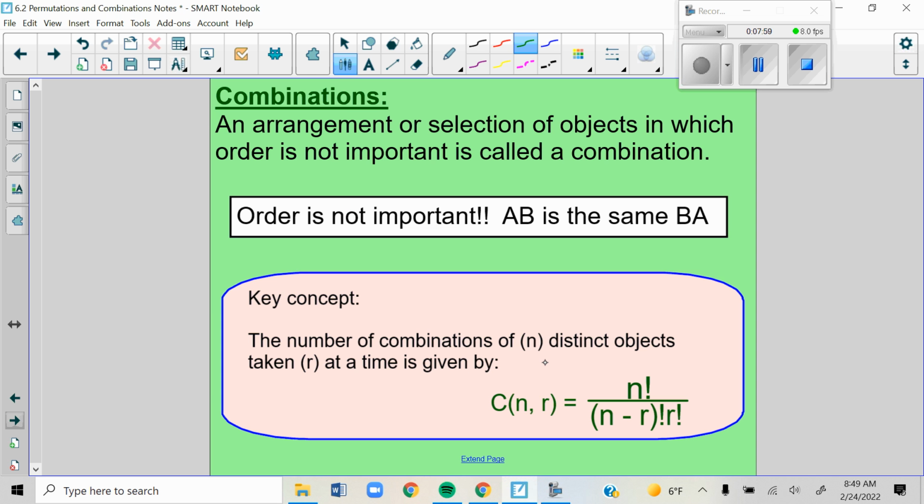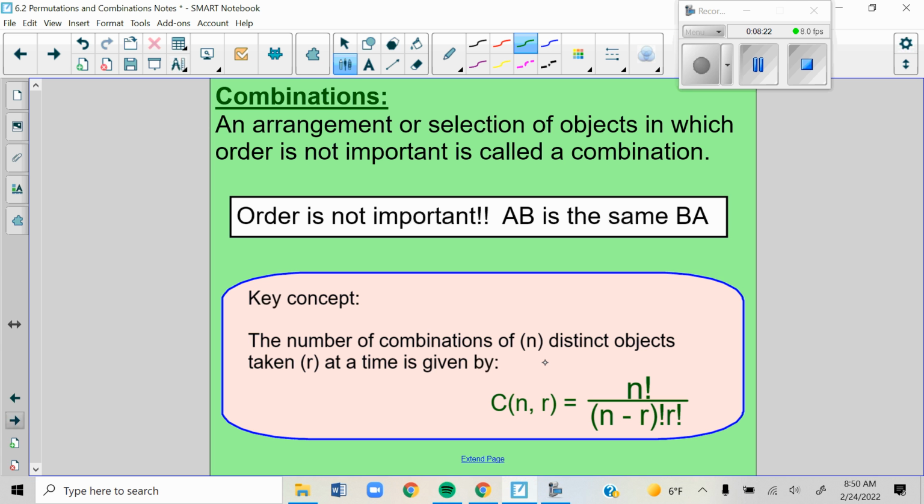So let's talk about combinations on the backside. A combination is an arrangement or a selection of objects in which order is not important. So A times B is the same thing as B times A. The Vikings playing the Packers is the same thing as the Packers playing the Vikings. They're both still in the game playing against each other.